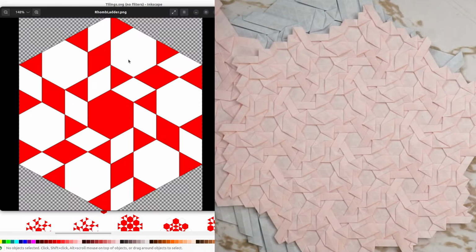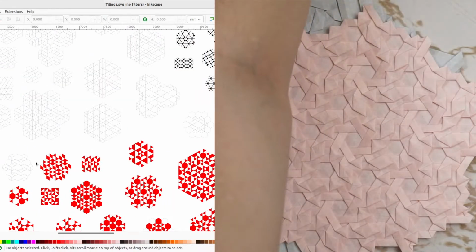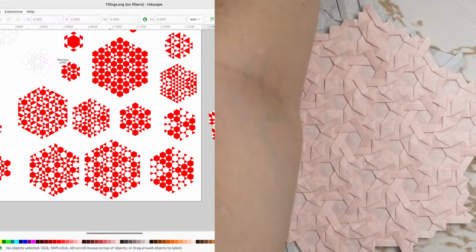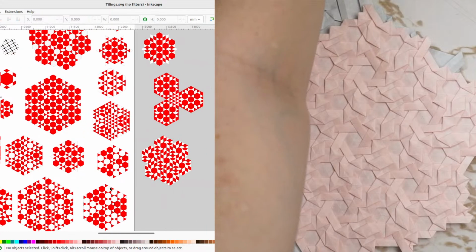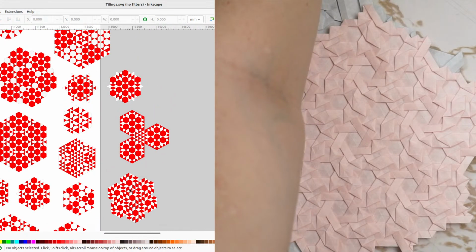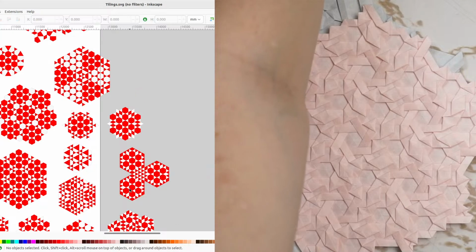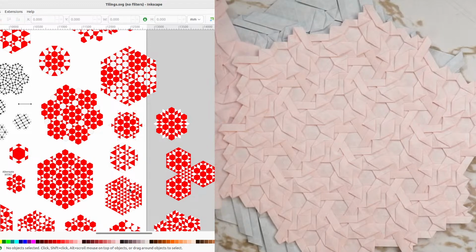So there's all kinds of ways of organizing hexagons, triangles, and rhombi. And you can see down in here, there's a lot more ways than I was even mentioning. And yeah, just a lot of different options when it comes to these tessellations.